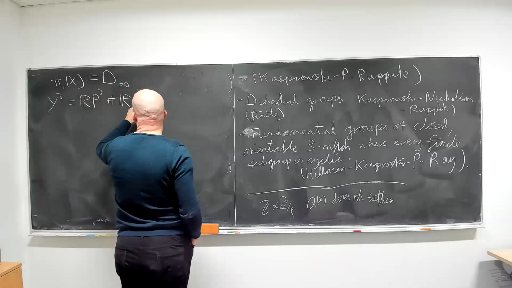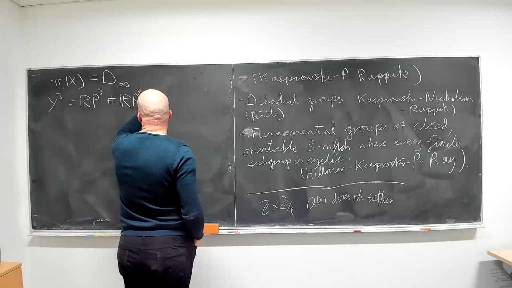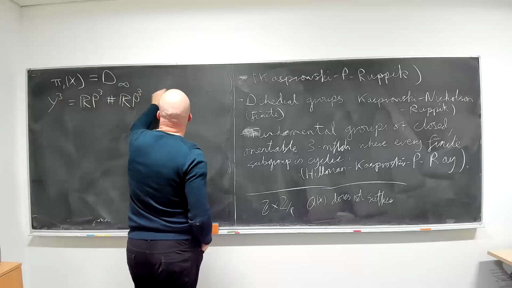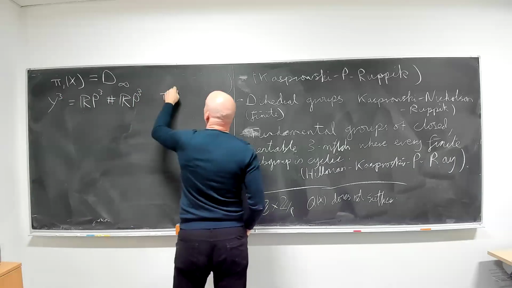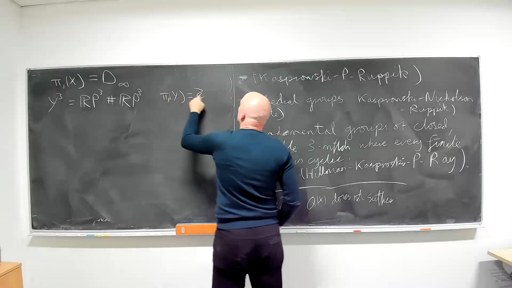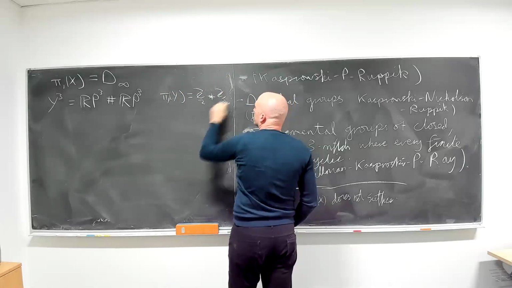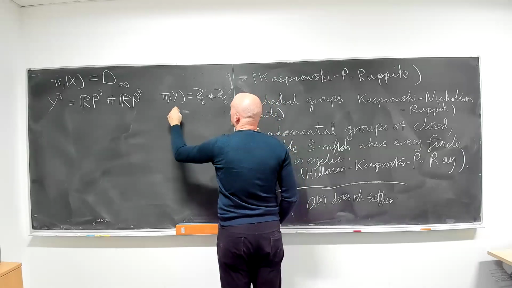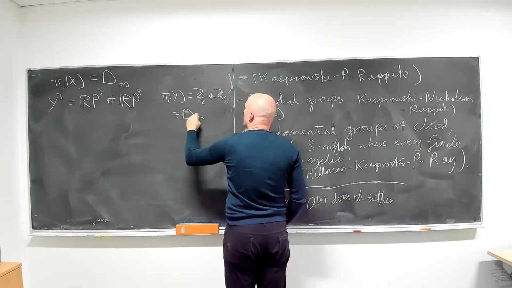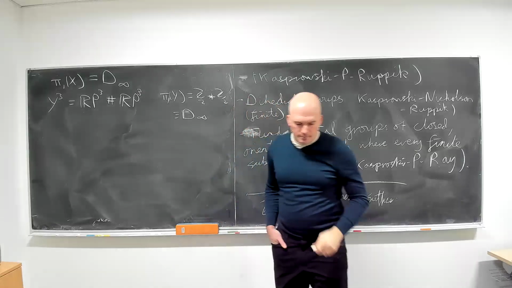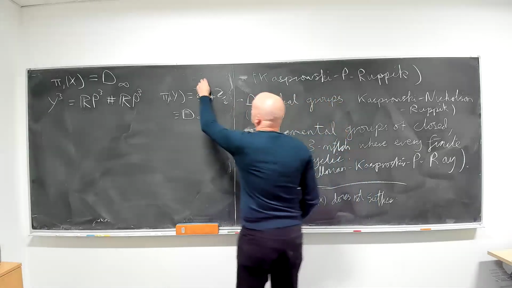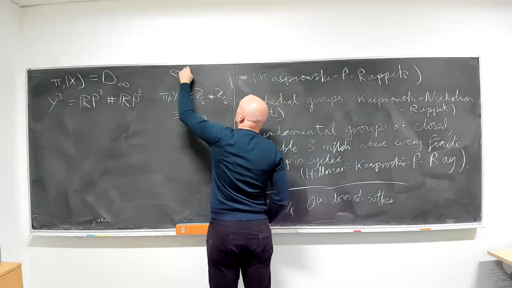So the pi1. When you look at this, you see that the fundamental group is Z2 star Z2, which is isomorphic to this infinite dihedral group. Of course, you may write this as X, Y.